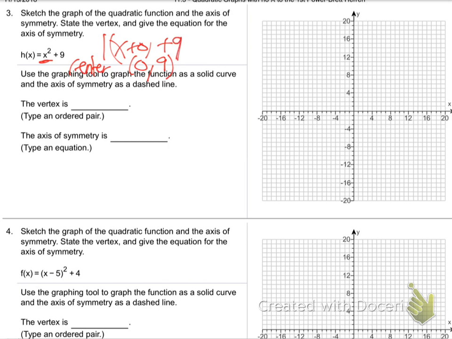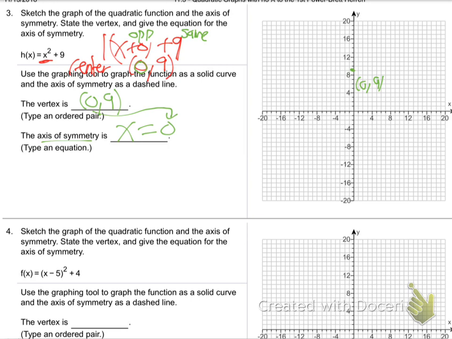So it's the opposite of the number next to x, and the same. The opposite of 0 is just 0. The same as 9 is 9. So 0, 9: over 0, up 9 right here. That's the center. That's the vertex, 0, 9. And the axis of symmetry is x equals 0. It's always the x coordinate.